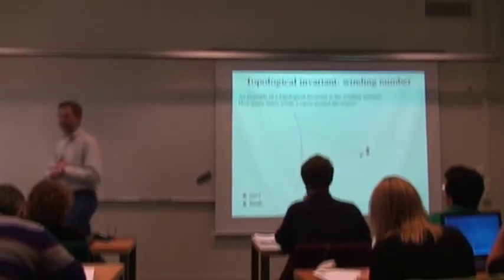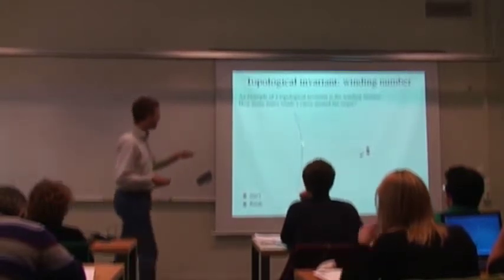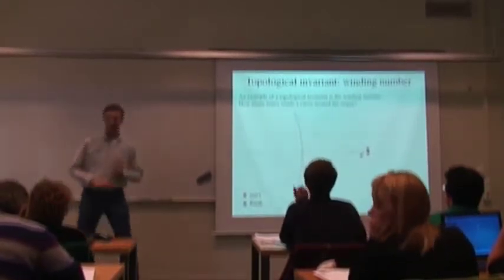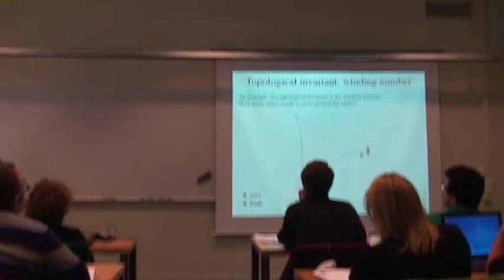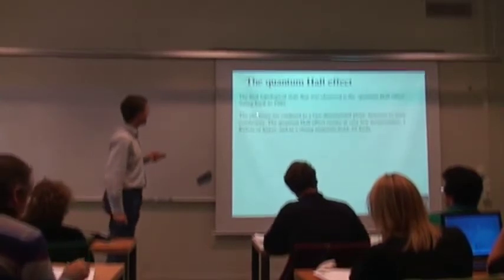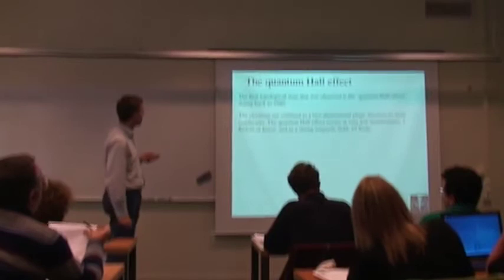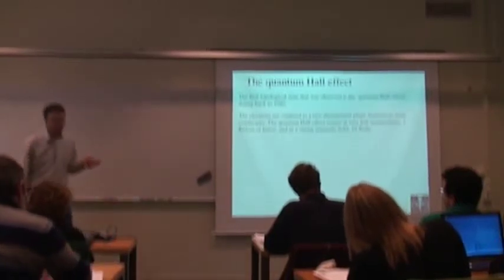So what I want to do now is talk about the physics of these topological phases, and I'll try to make the connection with these topological things. The first phase that was identified to be topological is something we call the quantum Hall effect, and it was discovered in 1980.